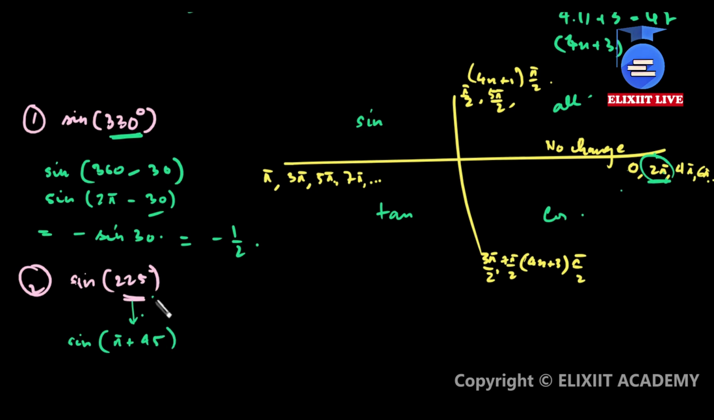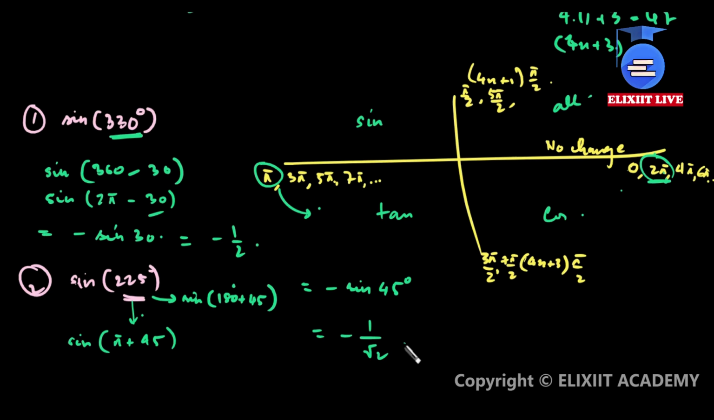Well, 180 plus 45 basically. Either you write it in pi or as sine of 180 plus 45. Theta is 45. Pi plus 45 means the third quadrant. In the third quadrant, sine is negative. So this is minus sine 45. Sine of pi plus theta is what? Minus sine theta. So minus of sine 45 is minus 1 by root 2. Done.